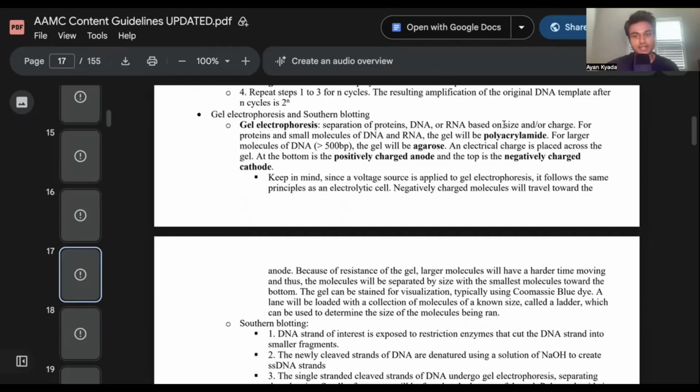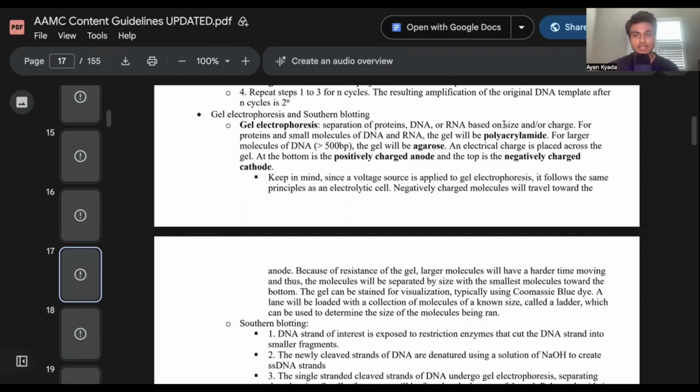So yes, charge does impact migration distances, but unless it's specifically stated in the information or passage, or it's given to you that you must factor in charge, in general, it helps to simplify gel electrophoresis as a separation of proteins and nucleic acids based on size.